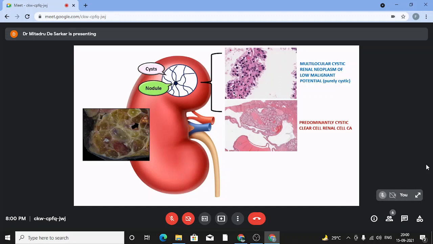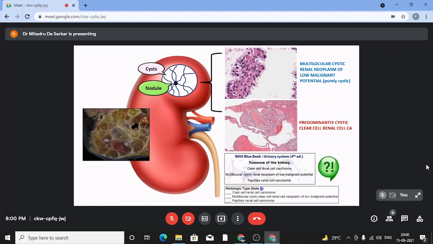have your WHO Blue Book and the CAP protocols in hand. You will be surprised when you come across the fact that neither of those two actually mentions this predominantly cystic clear cell RCC category. So they do not recognize this particular family.